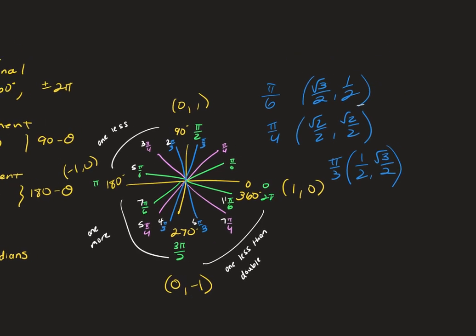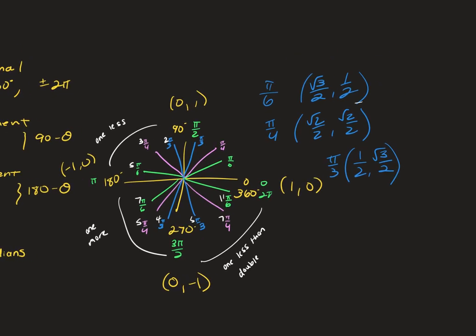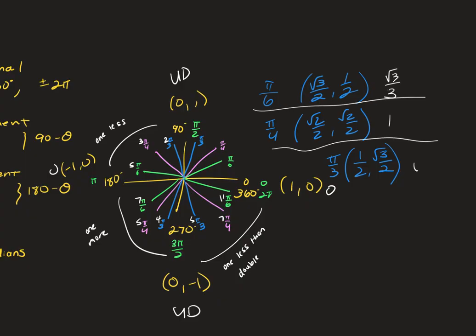And every over 3 gets the coordinate point 1/2, root 3 over 2. And then we added in the tangents. So tangent on the right and the left are 0. On the top and the bottom are undefined. It's root 3 over 3 for the over 6. It's 1 for the over 4. It's root 3 for the over 3.